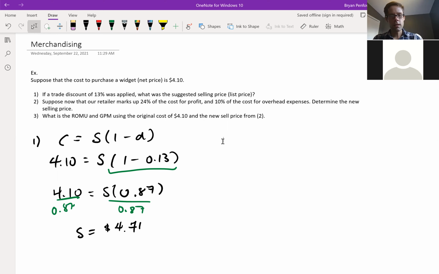So the suggested retail price from my supplier should always be higher than what the actual cost is for me to purchase that item as a business, right? It doesn't really make sense if I would like to sell this item. I don't want to bring it in at $4.71 and also sell it for $4.71. That's not a very good business model. So I'm hoping that the suggested retail price is higher than what my net price is, or what my cost is for that item.